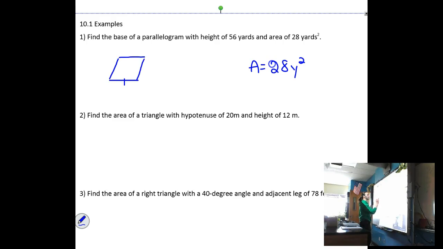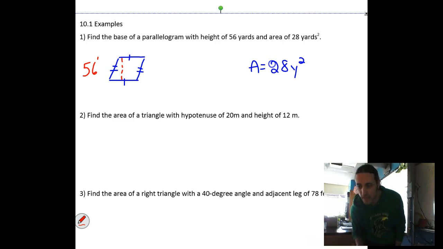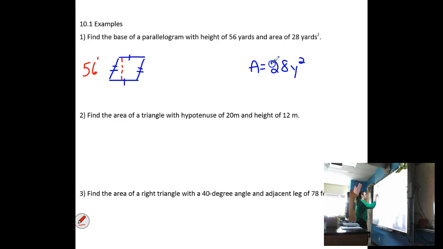So it's saying find the base, okay? And it has a height of 56 yards. All right, so this height is 56. Well, once you've already completed your table, you realize, wait a minute, a parallelogram is just base times height. So the base times the height equals 28.